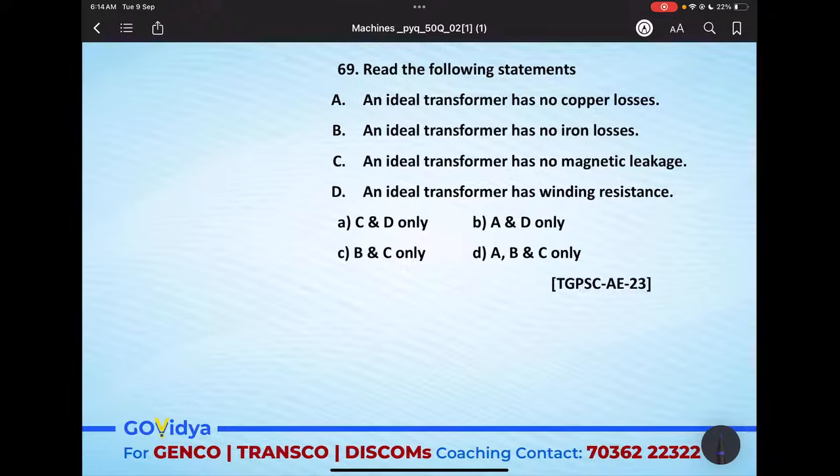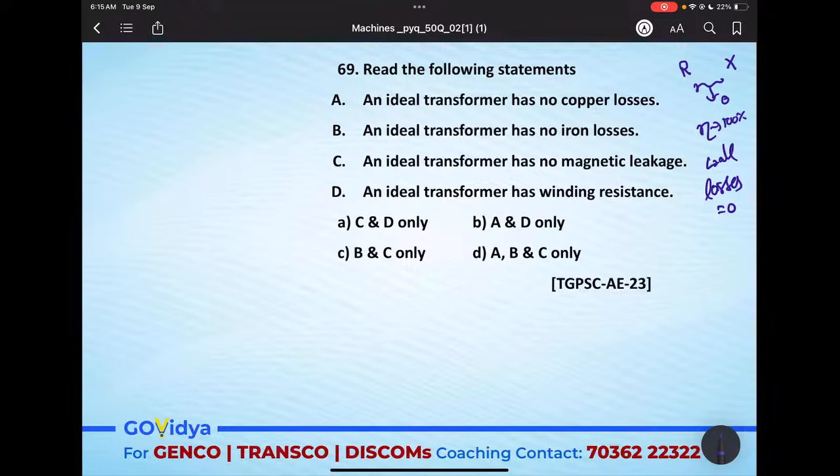From the properties of an ideal transformer, we can understand that the transformer is not having winding resistance R, and there is no magnetic leakage inside the transformer. That means R and X are equal to 0. These are the properties of an ideal transformer. And one more is efficiency is 100%. Efficiency 100% means all losses equal to 0. This is the ideal condition of the transformer.